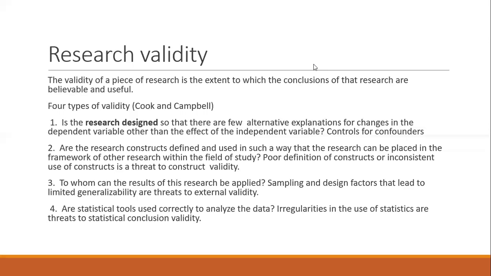So there are 4 kinds of validity. Validity is the extent to which the conclusions are believable and useful. Believable is talking about ethics and also about feasibility and so on. Usefulness is effectiveness and efficacy, cost effectiveness and so on. So basically, Cook and Campbell have described 4 types of research validity. Is the research designed so that there are few alternative explanations for changes in the dependent variable other than the effect of the independent variable?